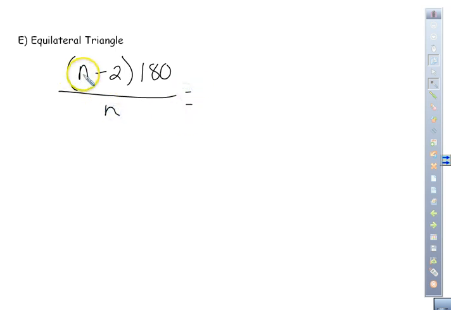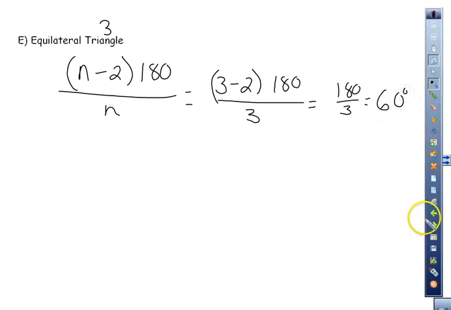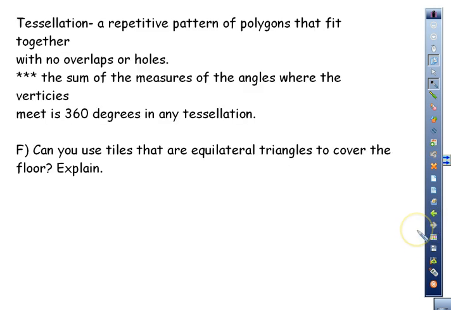So we have an equilateral triangle. A triangle has 3 sides. So 3 minus 2 times 180 over 3. 3 minus 2 equals 1, and 1 times 180 is 180 over 3. And then when you divide that, you get 60 degrees. Okay? If you have questions, again, please take note of that, and we'll talk about it further in class.